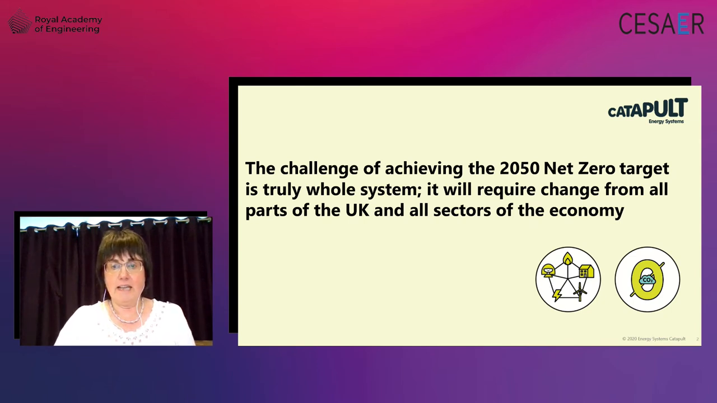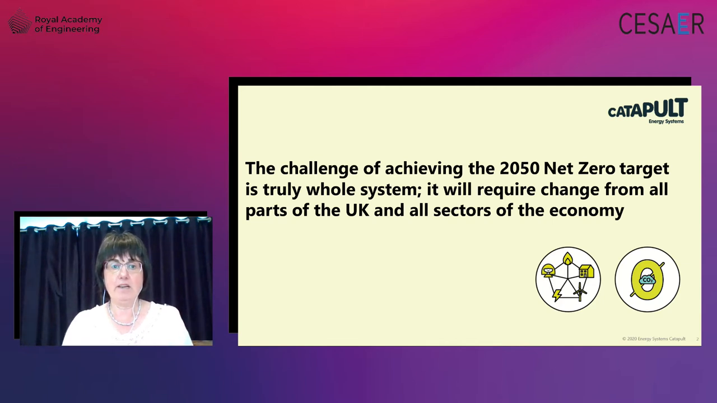The challenge of achieving the net zero target is truly whole system. It will require change from all parts of the UK and all sectors of the economy and from individuals. How the UK transitions to a low carbon economy within a generation is a complex and complicated challenge, arguably more complex than anything we have ever done before. We must achieve net zero whilst ensuring economic and social benefits are maintained or enhanced.